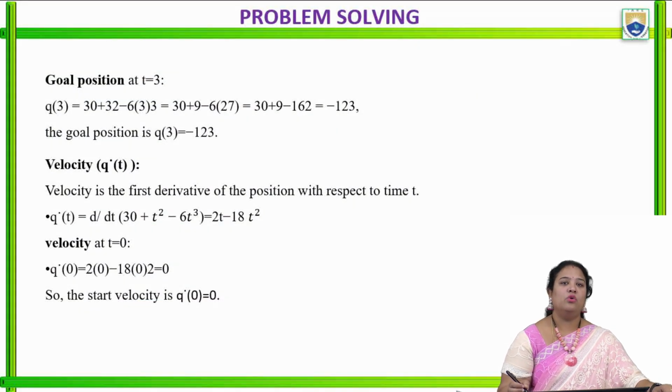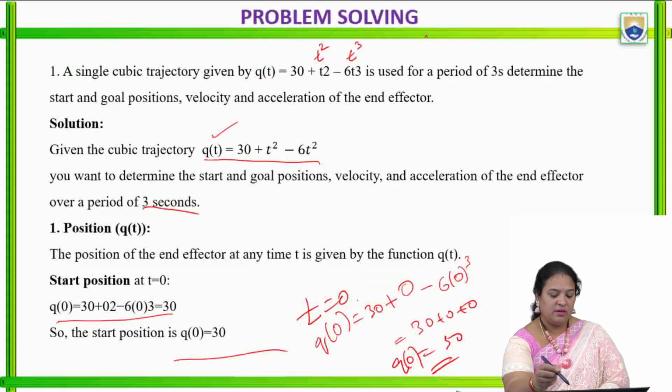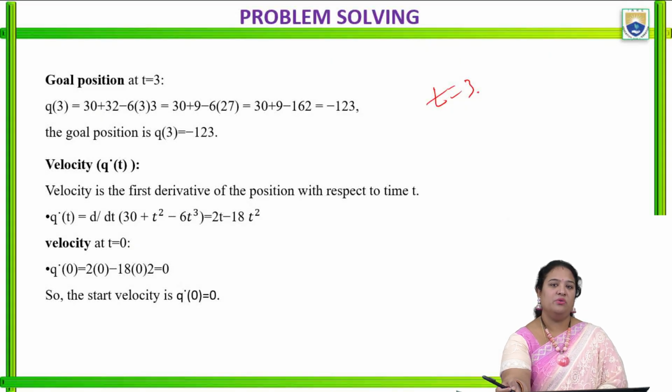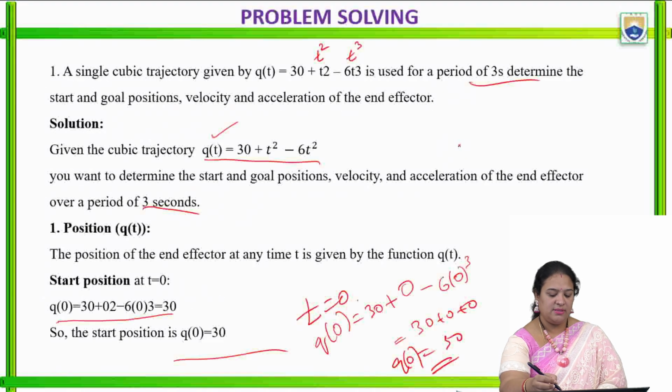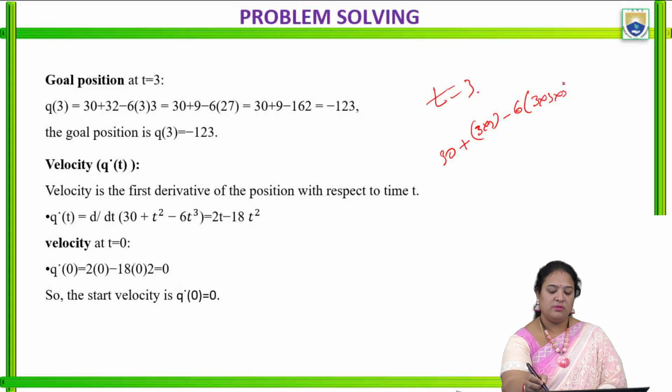Whereas at the goal position, we have the value of t as 3. So at the goal position, we need to find out the q value, that is q(t) = 30 + t², right? That is nothing but 3 into 3, 3 threes are 9, minus 6 of 3 into 3 into 3, right? So what is this? 30 + 9 - 6 into 27.